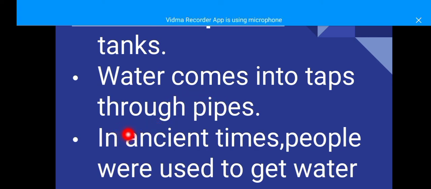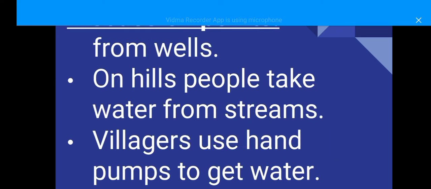And the next point is, in ancient times people used to get water from wells. As the grandfather also told them, that in his time when he was a young boy, they used to get water through wells. The next is that on hills people take water from streams. As Hiba shared her experience, that when she went on a trip to the hills, she saw that people were getting water through the streams.